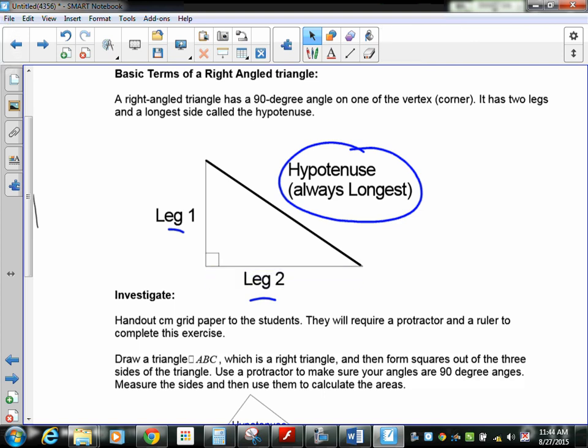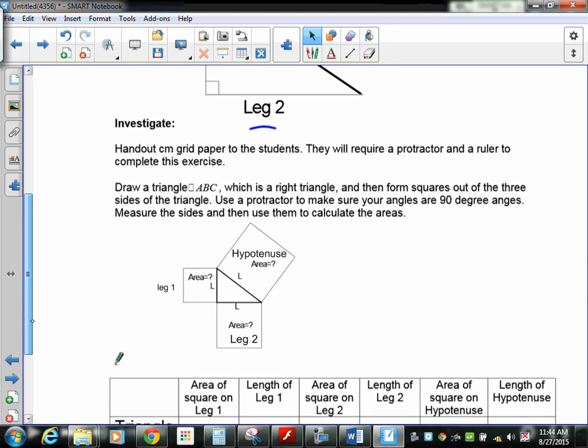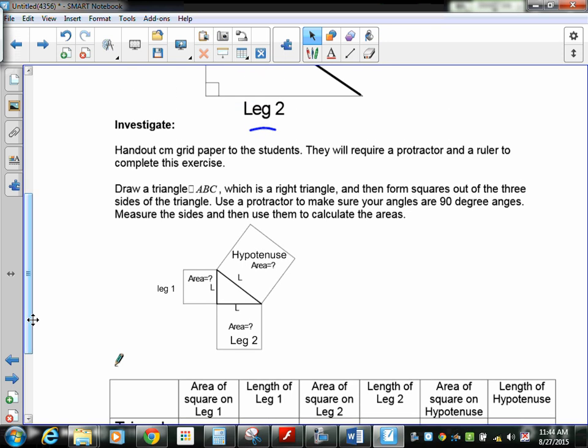Or this one here. It just doesn't do it. It's the longest side. We call that the hypotenuse. Now, what I would normally do here is I would take you to the classroom and I would tell you to cut out a triangle. Sorry, to draw a triangle on a grid.